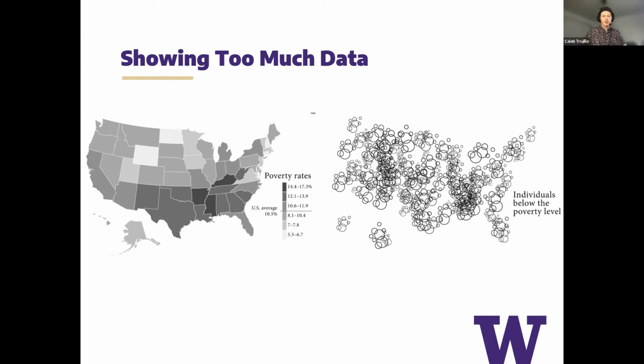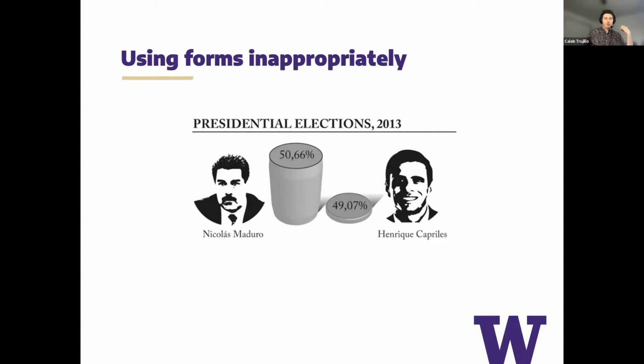Now, another way that data is misused oftentimes in visualizations is using inappropriate forms. So one way to think about data visualization is creating scales and mapping numbers onto a scale to show how much space is different. Now, one example of this comes from an election that happened. Nicolas Maduro won in 2013 by a narrow margin. But based upon this graphic, you would think, oh, this was a landslide.